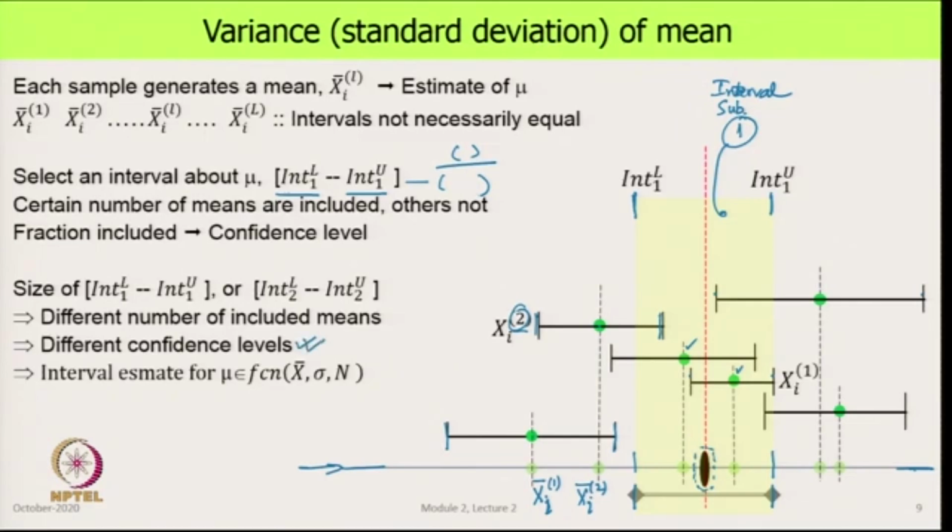This tells us what is the confidence level. So, in this case it was 2 out of 6. So, 1/3 of the means lie within this. This is what is being told to us.